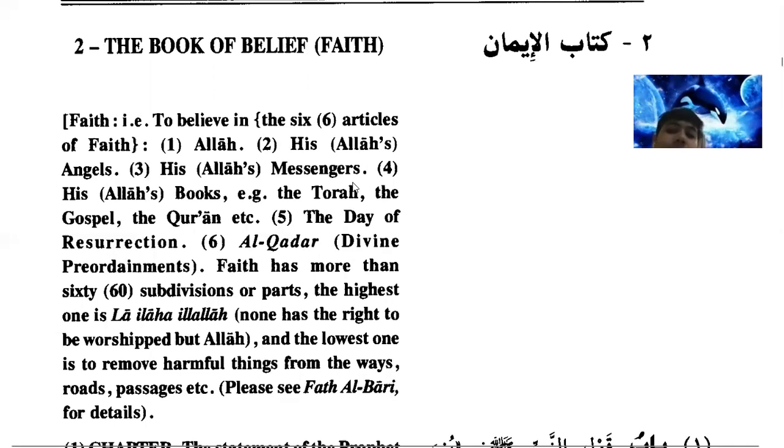If I ask you what the six articles of faith are, you will say: believing that Allah is our God, believing that Allah has angels, believing that Allah has sent messengers, believing in the holy books, examples of which are the Torah, Gospel, and Quran, then believing in the Day of Resurrection. Do you know what resurrection is? Yes, the Day of Judgment, correct. Then believing in Al-Qadr. Do you know what Al-Qadr is? Divine preordination.